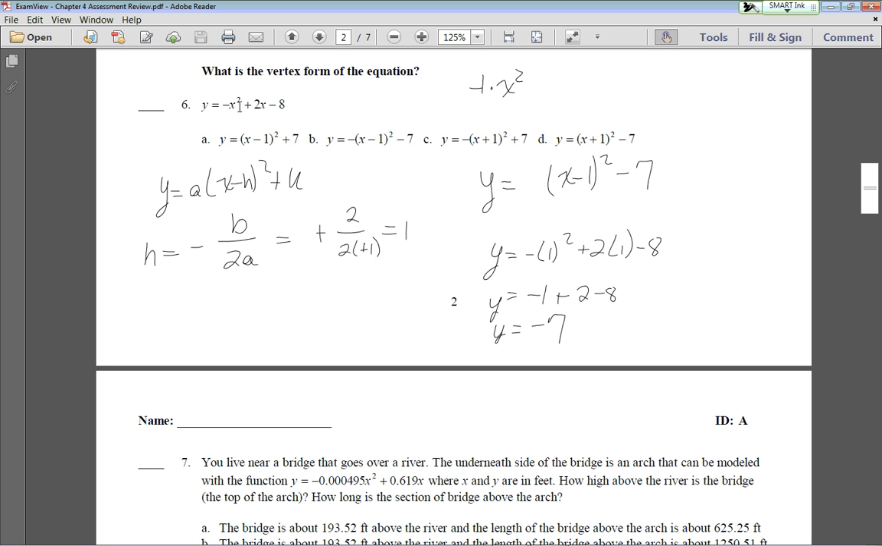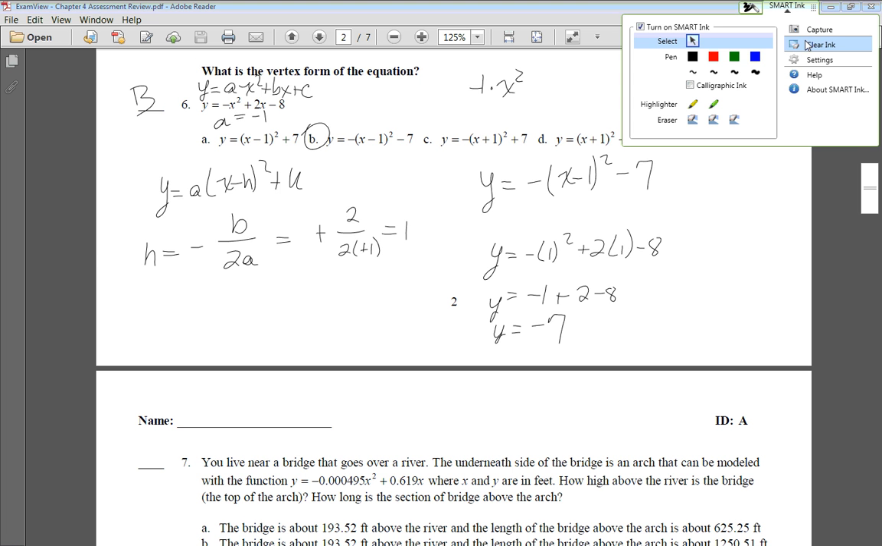Now, we have to figure out what a is. Well, this is standard form, is it not? So this is y equals ax squared plus bx plus c. This a, we know, is -1. Well, the cool thing is this a is -1, which means this a is also -1 because they're the same exact a. They're the same number, same variable, same everything. So we can throw a negative out front. So our final equation is y equals negative quantity (x minus 1) squared minus 7, which is letter B. All right. Not too bad, right?